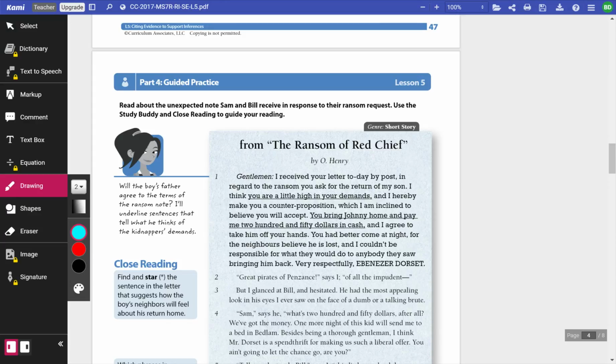So the first thing that we're going to do is write the title of the lesson at the top of the paper. So our title is Citing Evidence to Support Inferences.